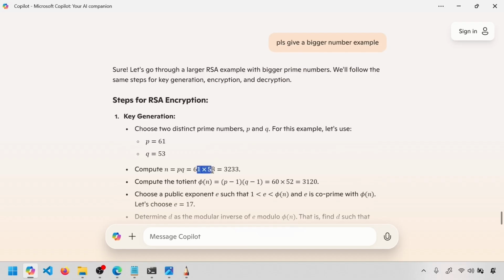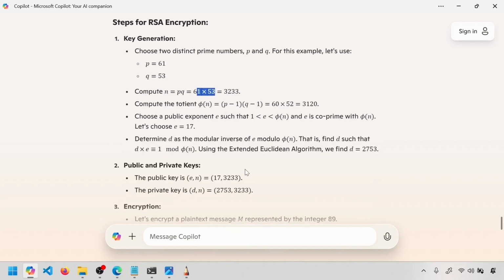All 61, 53, and all these are toy stuff. Now let's see a real stuff. What we are going to do is encryption and decryption using OpenSSL on a real world example, a real world private key and public key. That's what we are going to do next using OpenSSL.